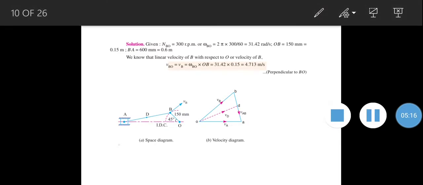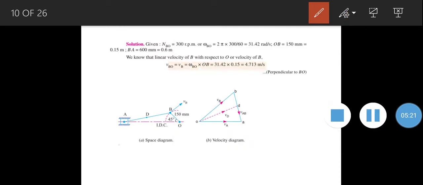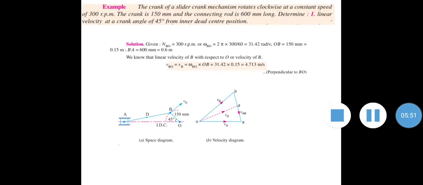The next step is to draw the line OA. This is OA, the trace of the slider moving. We draw a parallel line from this point O. From here a line is coming, and from here also a line is coming. This is the point of intersection, and that point we take as a. This is how we get the velocity diagram.